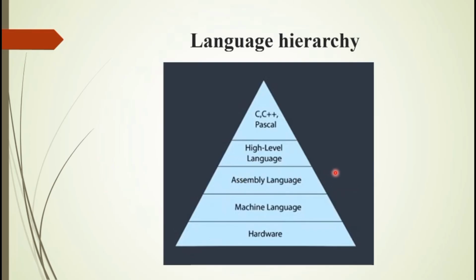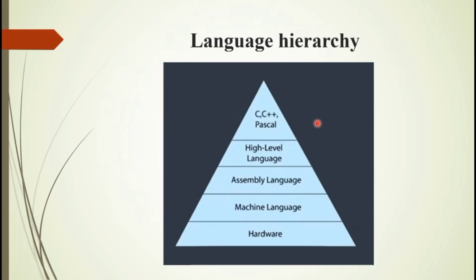The low-level language is made up of zeros and ones and it is very hard for a human to understand. Assembly-level language uses short codes like add or mov, easier than machine code but still hard. High-level languages use normal words like print, if, while. Examples are Python, C, Java, which are high-level languages. High-level languages are easy to learn and use.